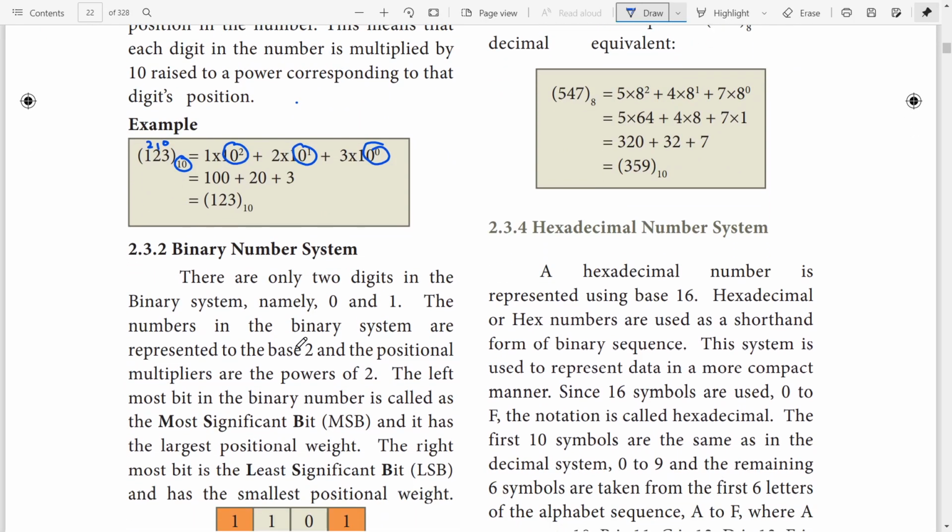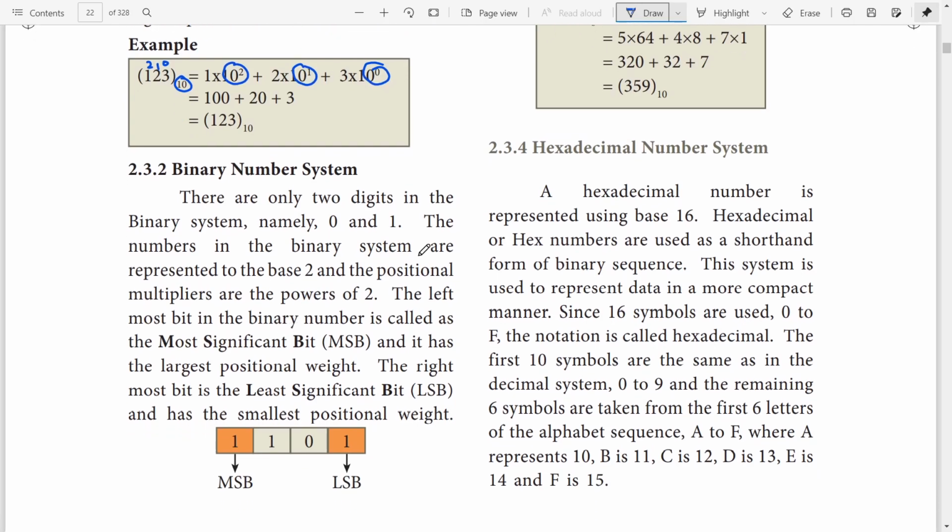Next, binary system, zeros and ones. It has two values, only two digits, zeros and ones, represented by the base 2.